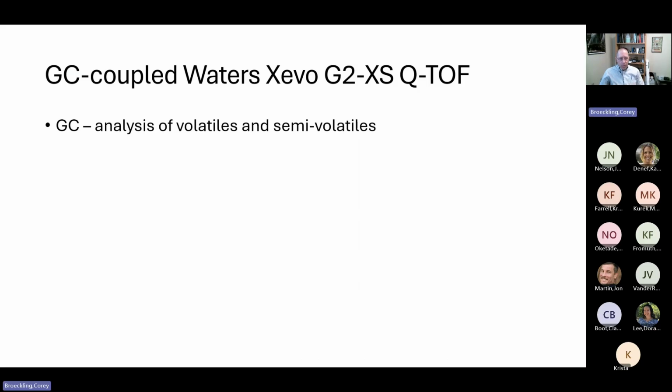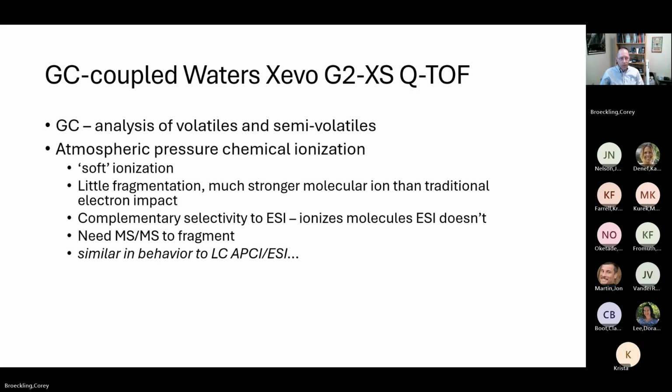So the GC-coupled Waters Q-TOF is first a gas chromatography system. And as I mentioned before, that's really suitable for analysis of volatiles and semi-volatile analytes. This is coupled to the mass spec via an ionization source called atmospheric pressure chemical ionization. This has some unique attributes for coupling to gas chromatography, which make it a pretty exciting platform in my mind.